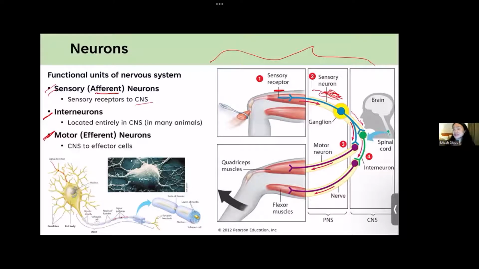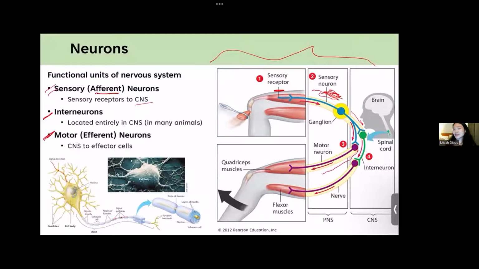And since this is a reflex, this no longer goes to the brain. It is already integrated and analyzed in the spinal cord. So that's what's interesting about reflexes. These no longer have to be integrated in the brain anymore. And from the central nervous system, particularly the spinal cord, this information is conveyed down to your motor neuron, here, this purple neuron, and then to your effector cells, which in this case is your muscle.